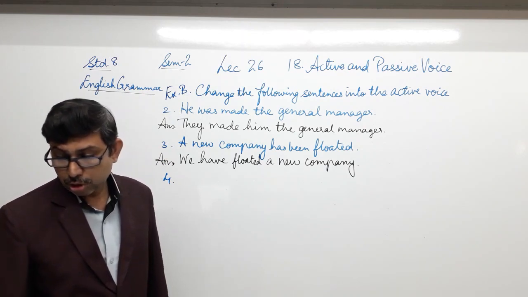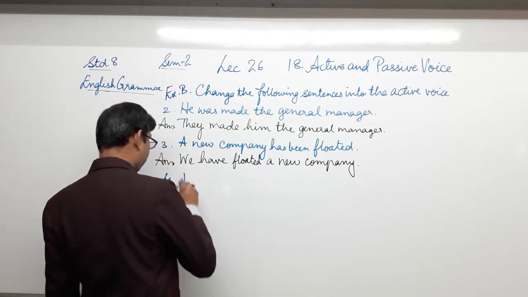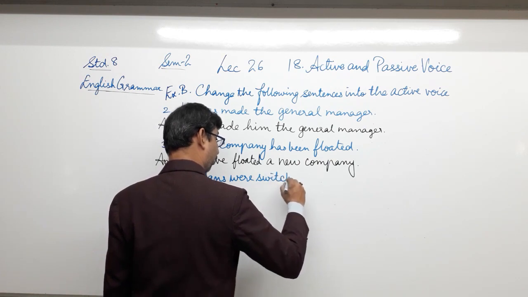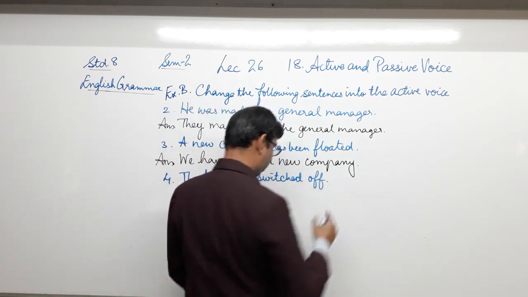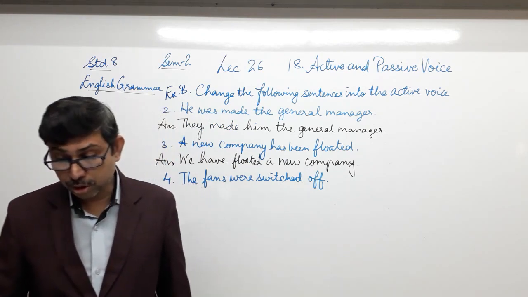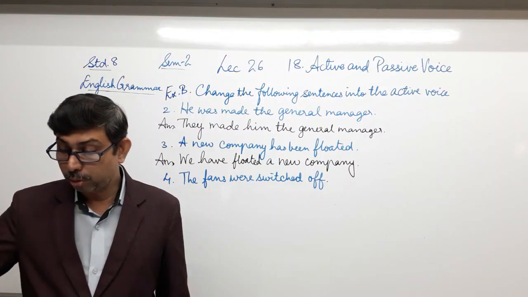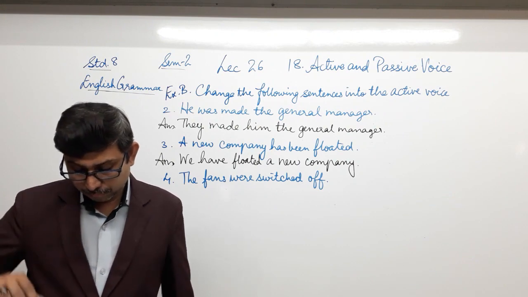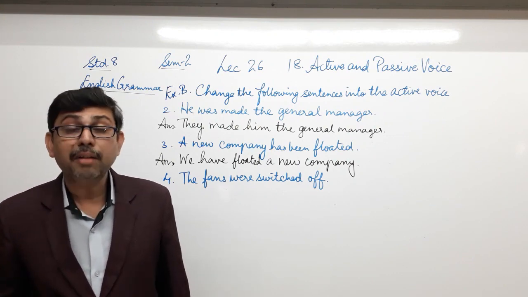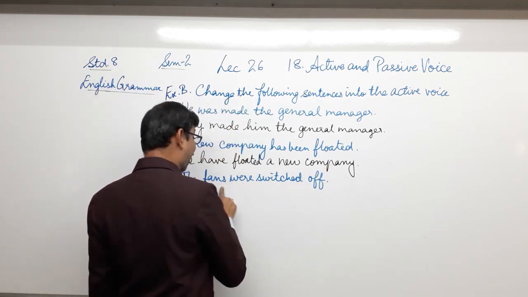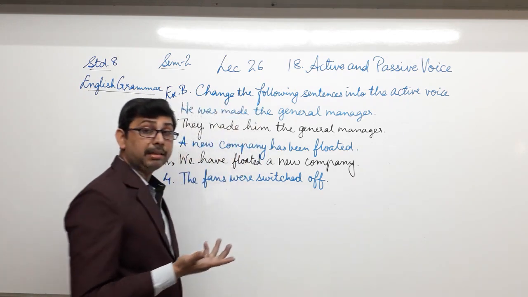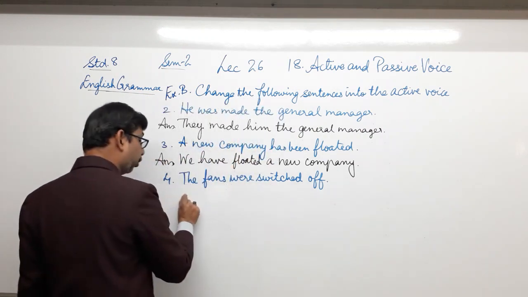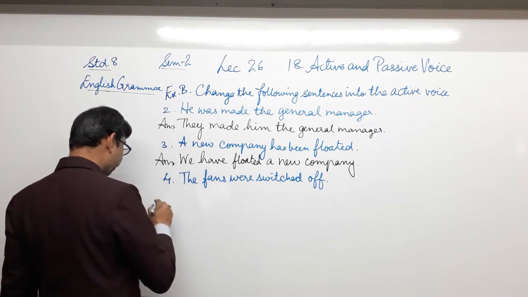The fans were switched off. Well, the fans were switched off. It is in the passive form. We do not have any agent given to us that who did this, but yes, we can definitely assume. Also, we can say that we can have the agent over here as per our choice. The fans were switched off by someone, by them, by us. So if I just happen to say by them over here, then I will be able to use the word they over here.